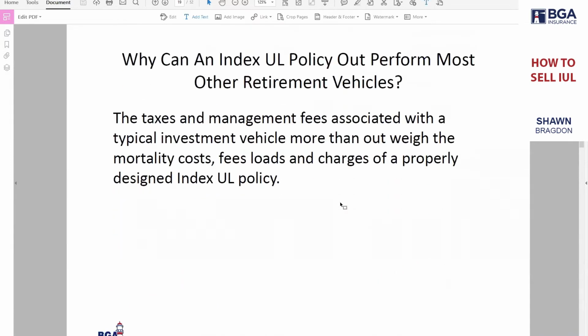Now, why can an index UL policy outperform most other retirement vehicles? Well, the taxes and management fees associated with a typical investment vehicle more than outweigh the cost of a properly designed index UL policy.